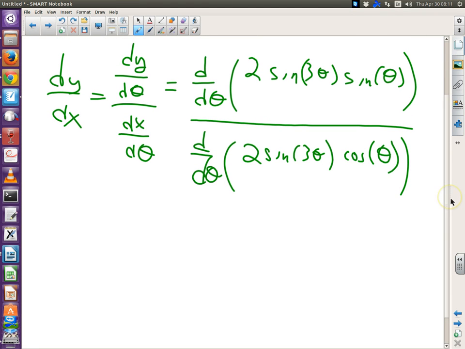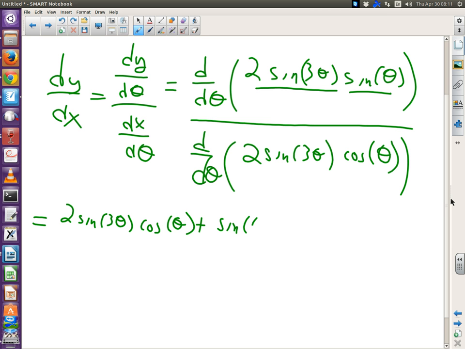Let's say this is the first and this is the second for your product rule. The derivative is first times the derivative of the second plus second times the derivative of the first. So first times the derivative of the second, the derivative of sine, cosine, plus the second times the derivative of the first.